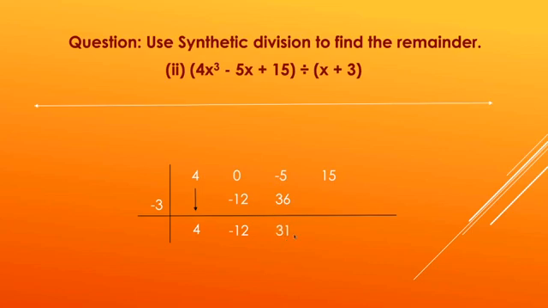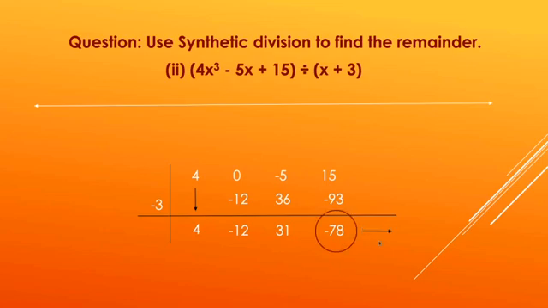Again we will multiply 31 with minus 3. The answer is minus 93, so I have written minus 93 here. Now we will add these two values. Minus 93 plus 15 is minus 78. Now this value minus 78 is the remainder.